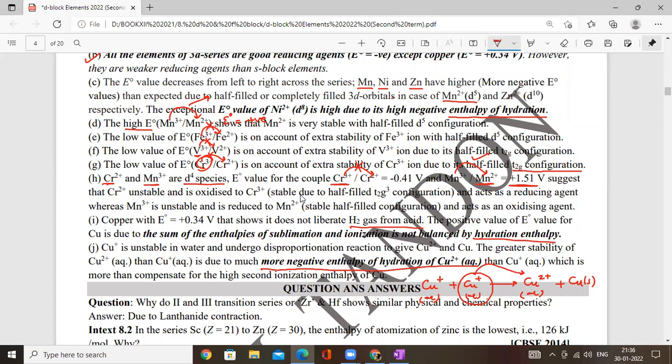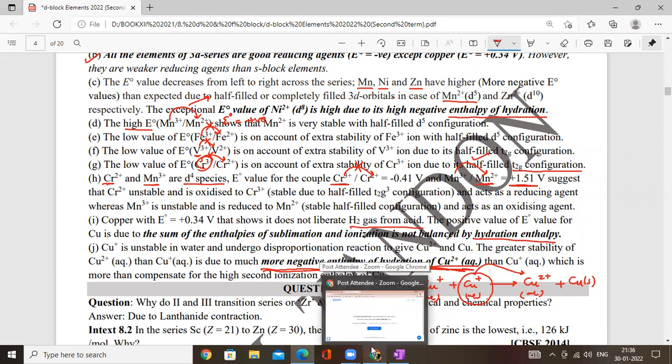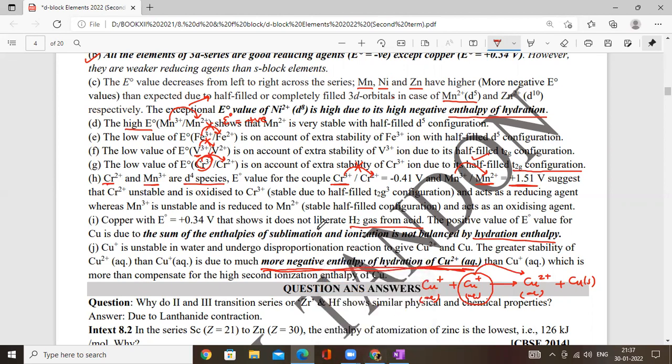Again, I'll repeat. Copper 1 has a tendency to disproportionate in aqueous medium and gets converted into copper 2 positive, whose hydration enthalpy is very high or more negative. अगर आप मुझसे पूछोगे कॉपर 2 पॉजिटिव की हाइड्रेशन एंथैल्पी क्यों हाई होती है, because the size is smaller in comparison to copper 1. That's why. So this is another reason.